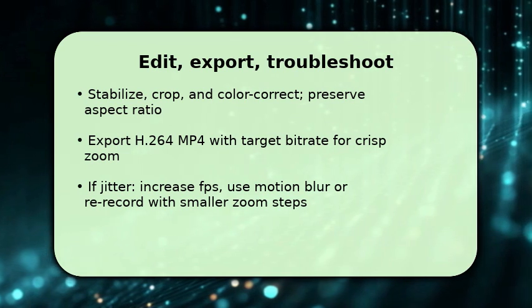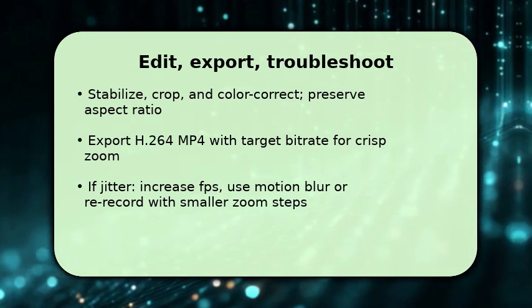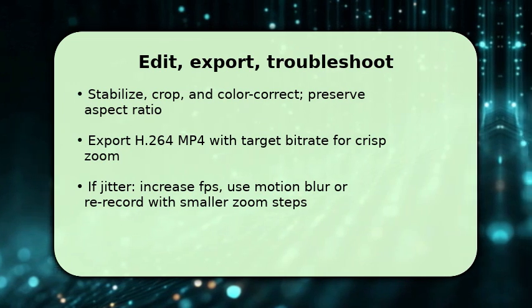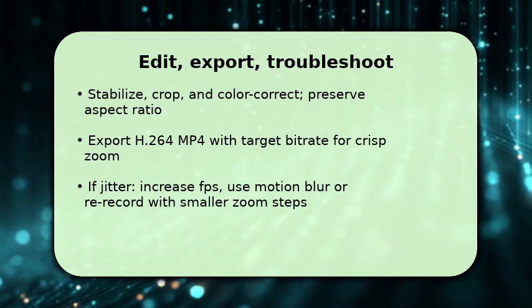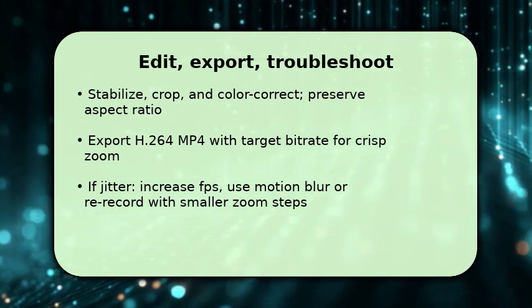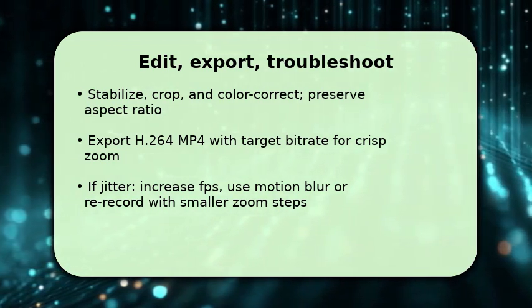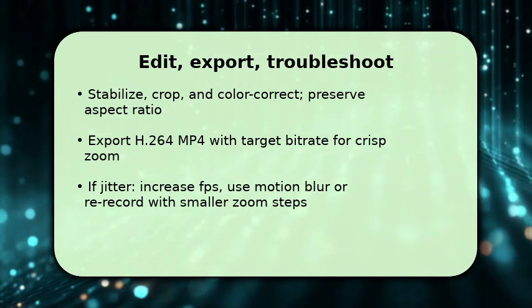Scale and crop to maintain 16:9 proportions, apply stabilization if minor shake exists, and add subtle motion blur to mask microscopic stutter. Export as H.264 MP4 using a bitrate that preserves detail during zoom.